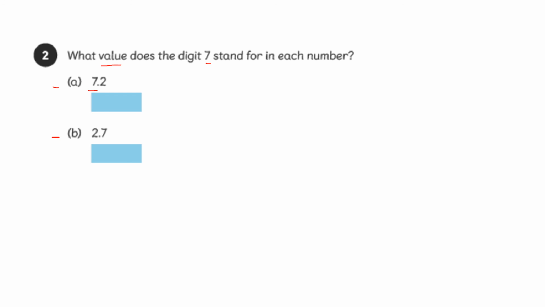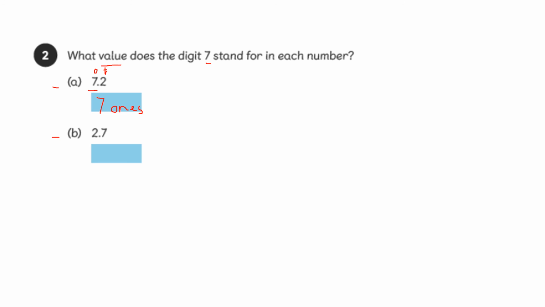Any ideas? Well, I'm hoping you would be almost kind of drawing or thinking about your place value chart, and you'd be able to see that the value of the 7 in this question A would represent 7 ones. Brilliant. Now, question B, let's have a look.